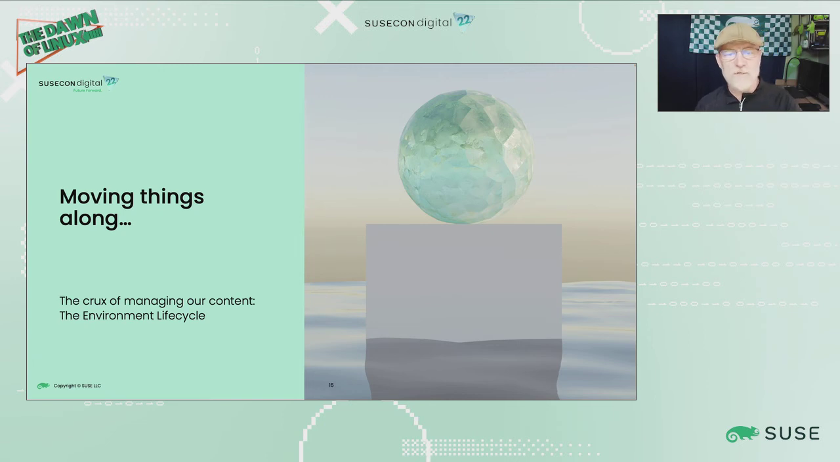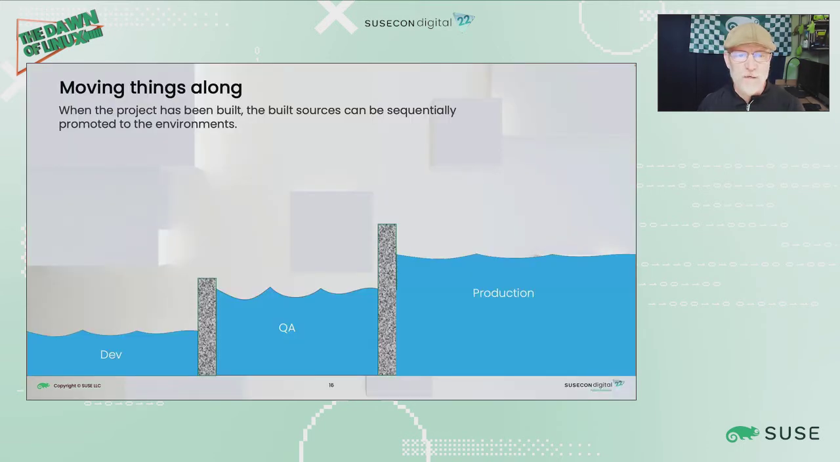Okay, so let's move things along. Now that we've picked our sources, we've created our filters, what's the next thing we have to do? Well, we're going to create our environments. And inside of our environments is where we're going to create the channels by which our systems will attach. As we've started, we've identified we've got three environments in this example: a dev environment, a QA environment, and a production environment.